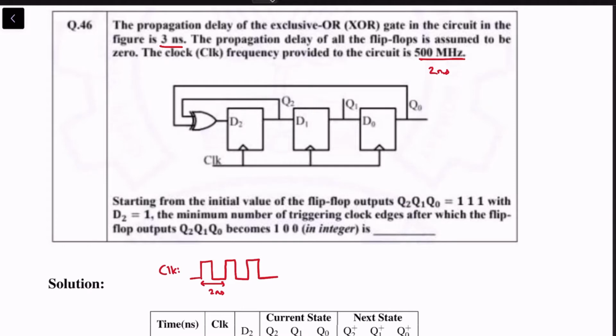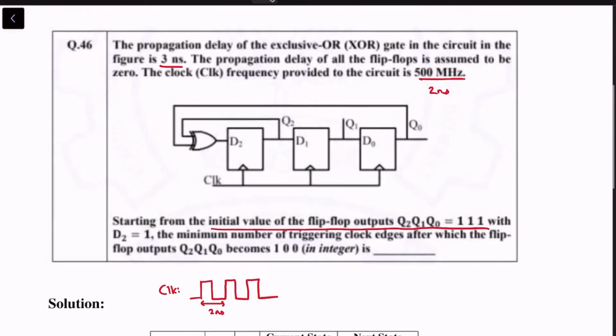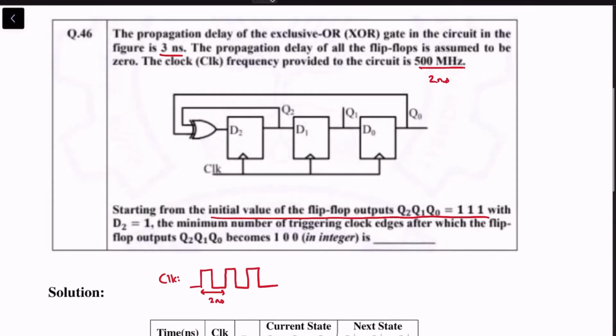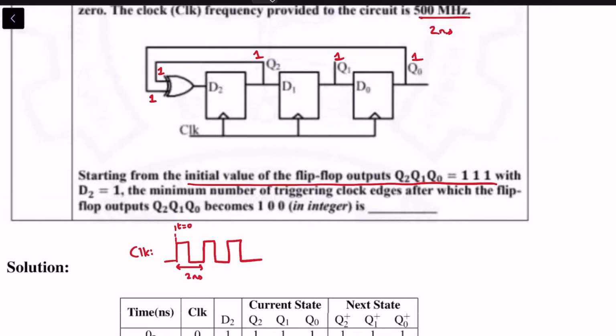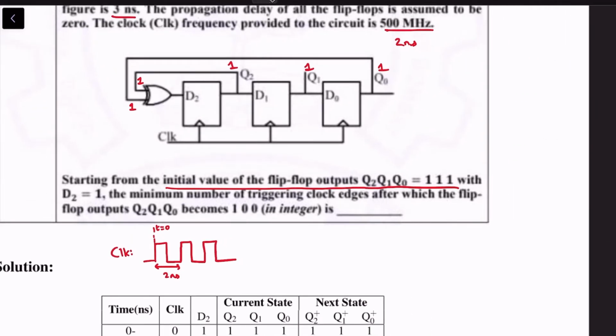And in fact, the initial value of the flip-flops is 111, which means Q2 is 1, Q1 is 1, and Q0 is 1. So the inputs to this XOR gate are actually 1 1 at t equal to 0 minus. Let's assume that this clock edge is at t equal to 0. Something very close to the clock edge, but to its left, is t equal to 0 minus, and immediately after the clock edge is t equal to 0 plus. At t equal to 0 minus, the inputs to the XOR are 1 1, but the output D2 feeding the flip-flop is 1, when for this input combination the XOR gate should output a 0.